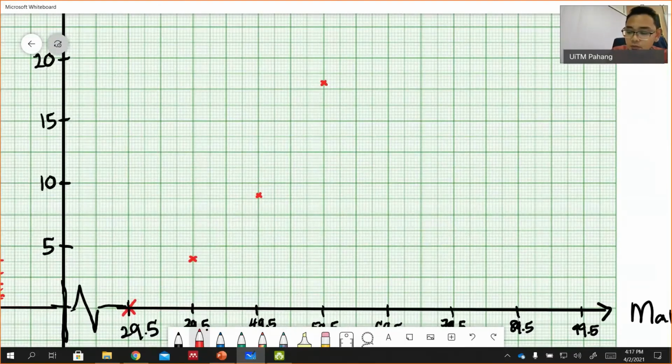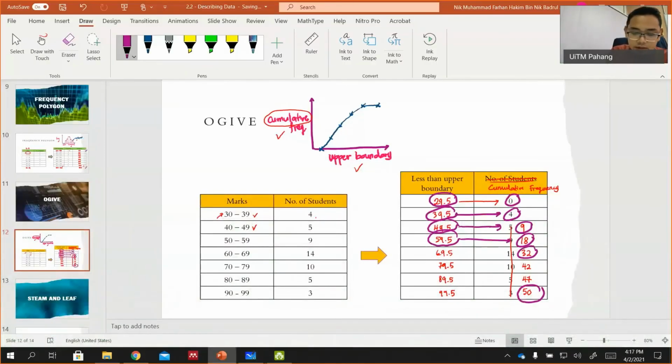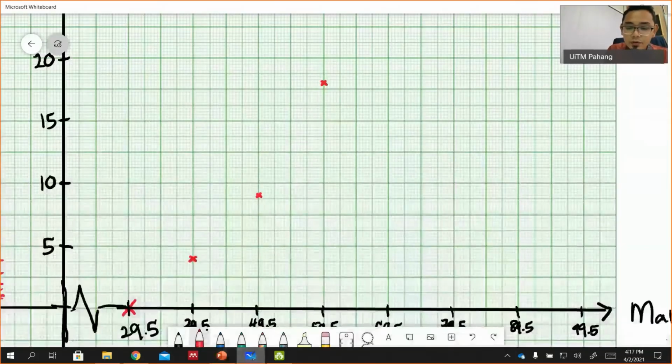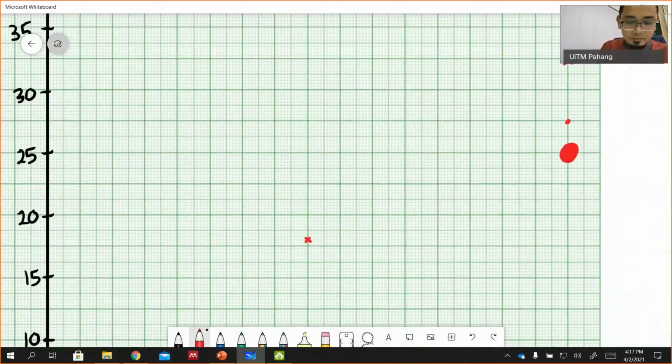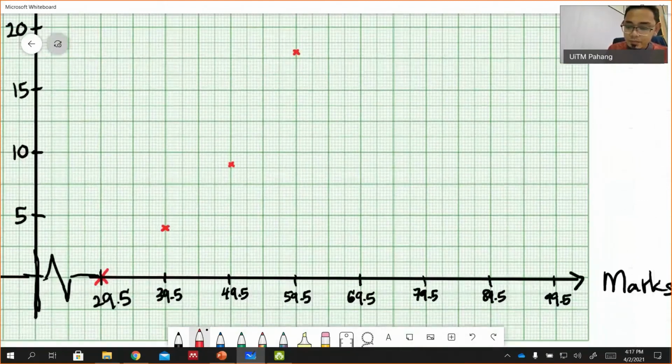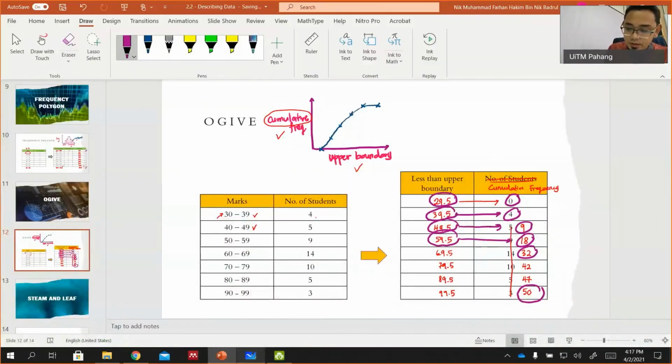The next one will be 32. So 32 is somewhere around 31, 32 is here, is there. Okay. So the next one will be 42, 42.